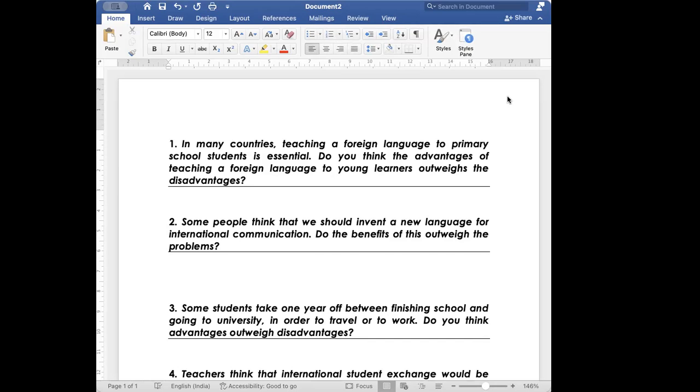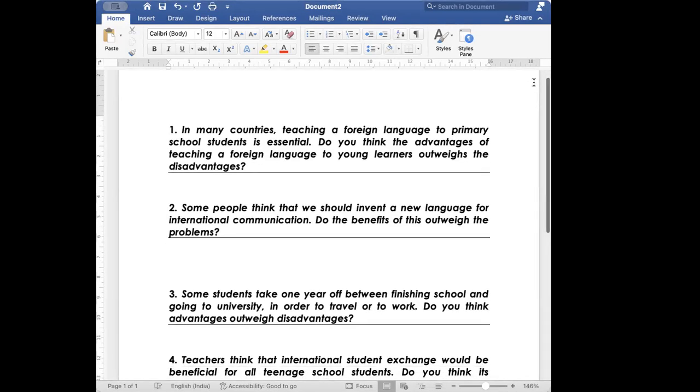Inventing a new international language. No one will feel connected to that language because it is new to everyone. Yes, there'll be no connection because it will not be touching any culture or identity. So that is a very good point. No one will feel connected to that language. Yes, that's a good point to put.